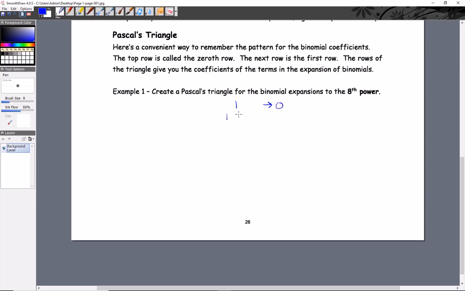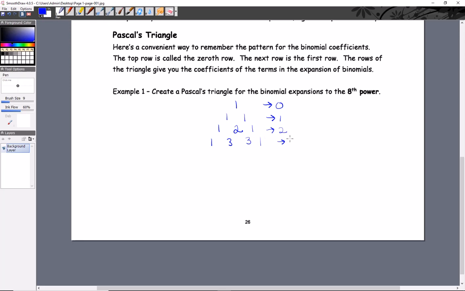And then you go with another set of 1s, right? And that's when we had x plus y to the first power. That was 1x plus 1y. Now the fun starts. Put a 1 down, and then add these two together, and then put another 1 down, all right? Remember, x squared plus 2xy plus y squared, all right? That was when we were squaring. And keep going like that. 1, and then add these together, 3, add these together, 3, and then another 1.